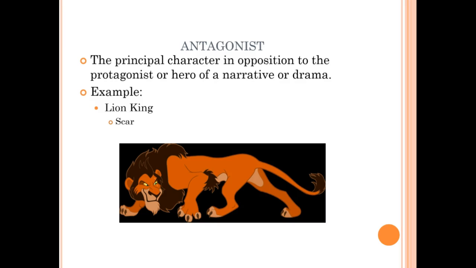He wanted to be the king of the jungle, and it just didn't work. So again, he was the antagonist. He was in opposition to Simba, who was your protagonist. He killed Mufasa as a result of his selfishness. So that is your antagonist. Next, we're going to talk about a foil character.